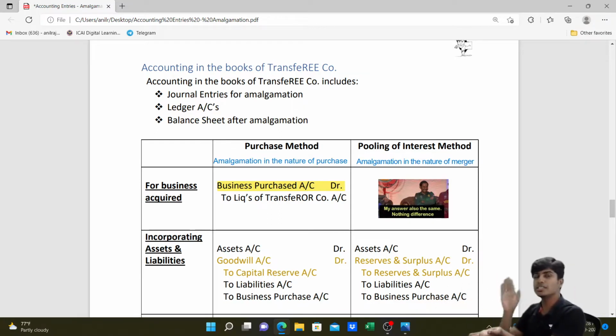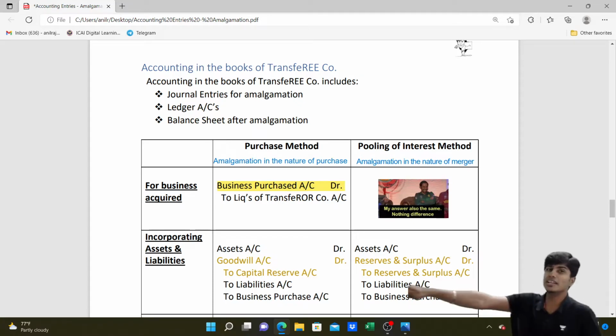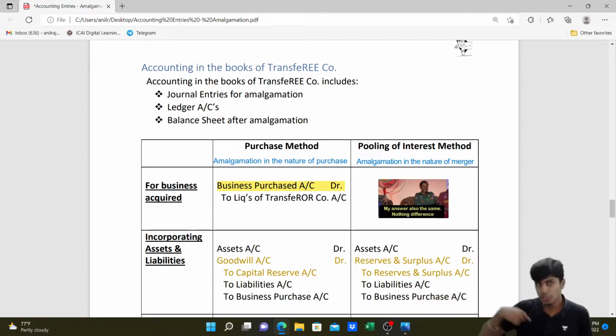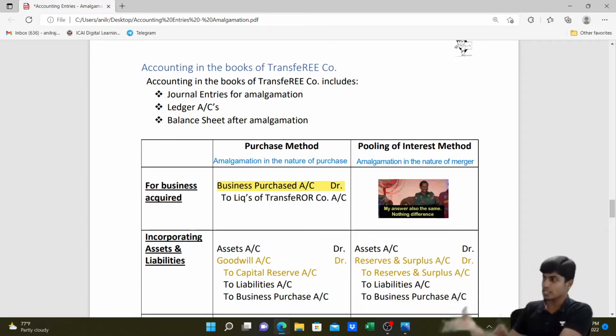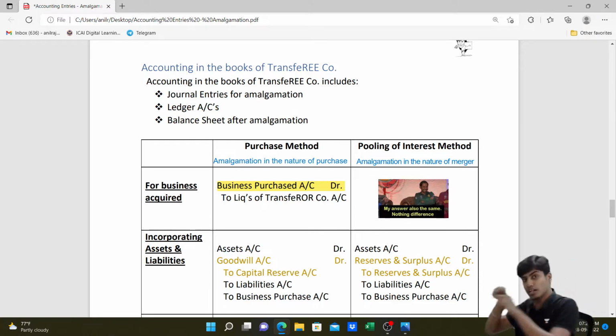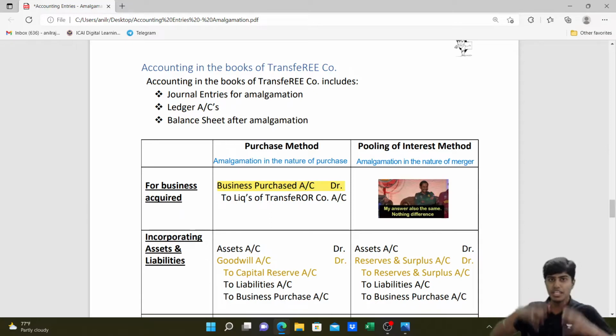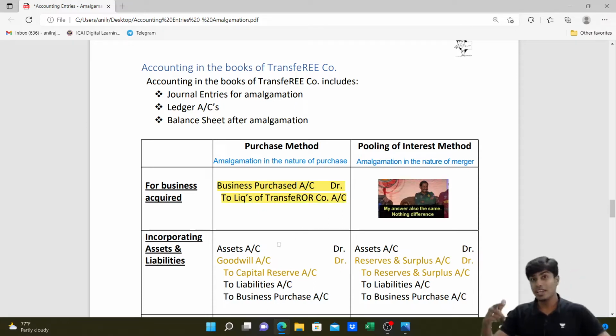In the transferor, the business is closed, but the liquidator is there, no? That is the person to whom we should give the consideration so that he will give it to the shareholders of the transferor company. So business purchase account debit because the business is received. Liquidators of transferor company account, we need to give purchase consideration to the liquidators of transferor company. So what we receive is business purchase account debit, amount payable to liquidator. So we'll credit liquidator of transferor company account.